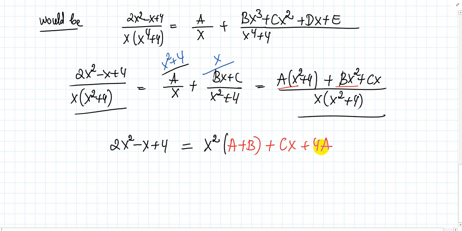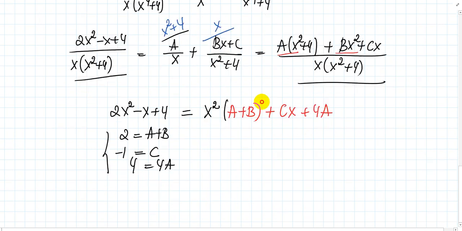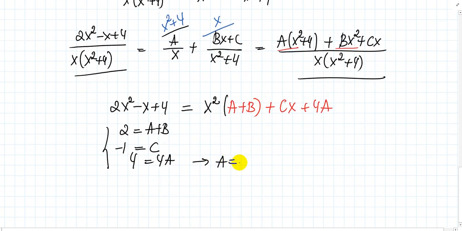4a, okay? So the polynomial on the right should be equal to the polynomial on the left. And these two polynomials are equal if and only if every single coefficient on the left is equal to every single coefficient on the right, okay? Corresponding coefficients should be equal. So 1 should be equal to a plus b, right? Minus 1 is equal to c. 4 is equal to 4a, right? So what is a? 1. What is c? Minus 1. What is b? 1.